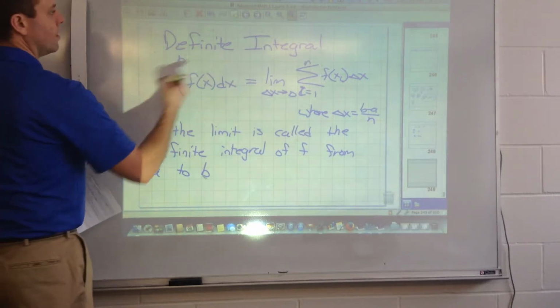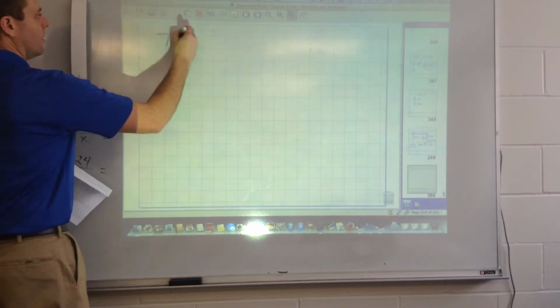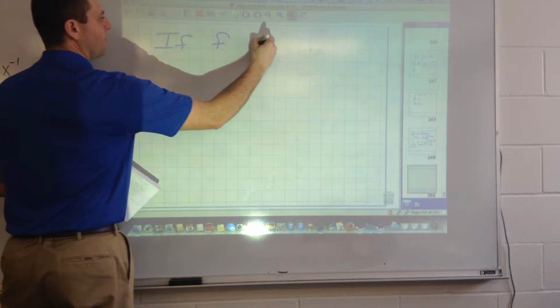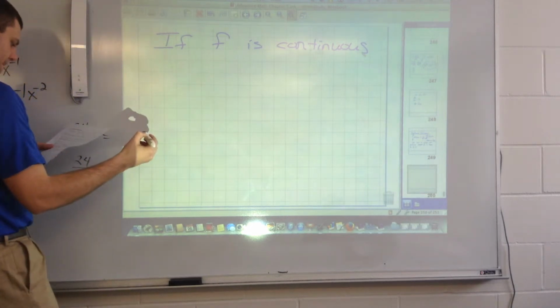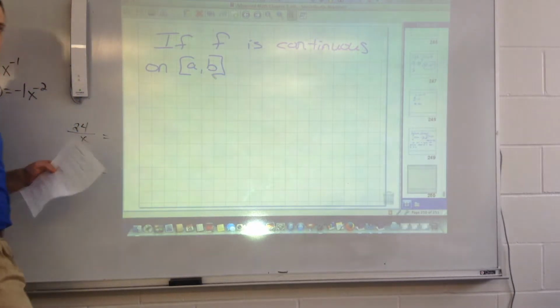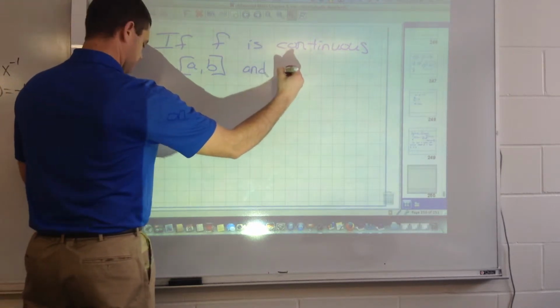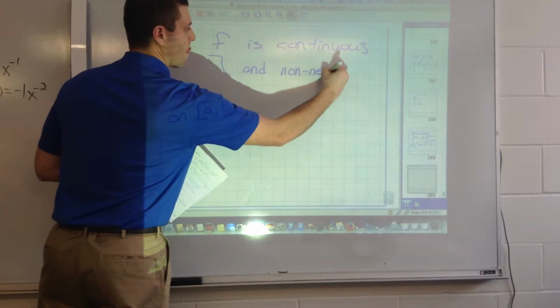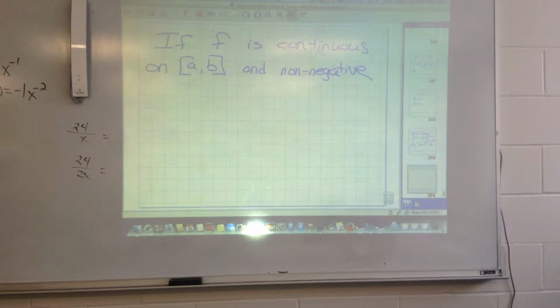Now, to add on to that just a little bit here, if f is continuous on a closed interval a, b, and non-negative, okay? I mean, it could be 0 too, in a sense.